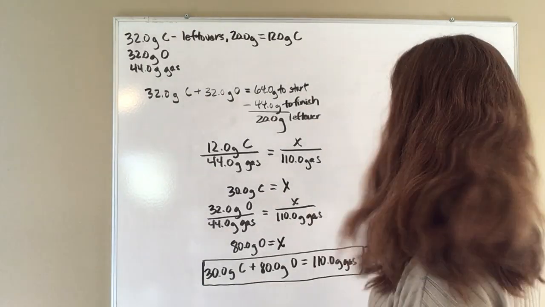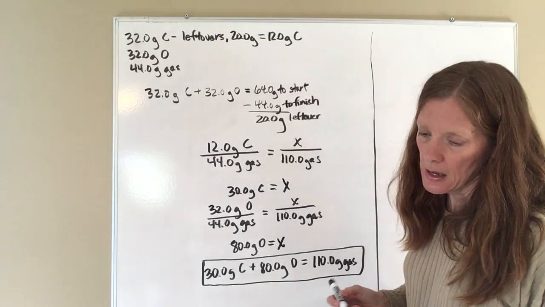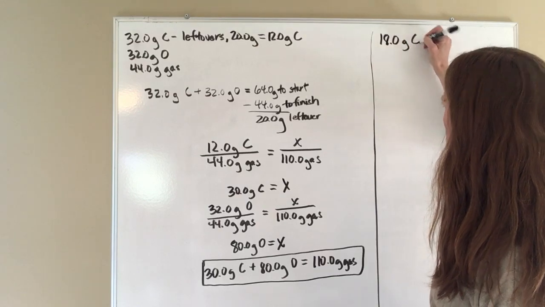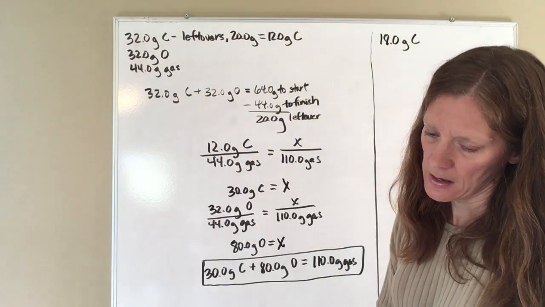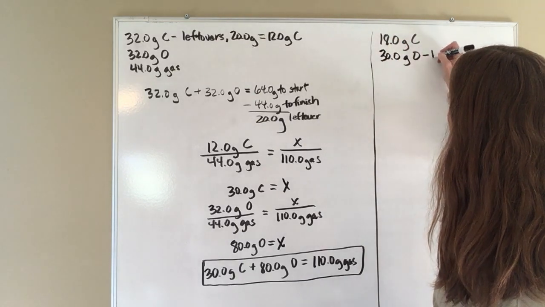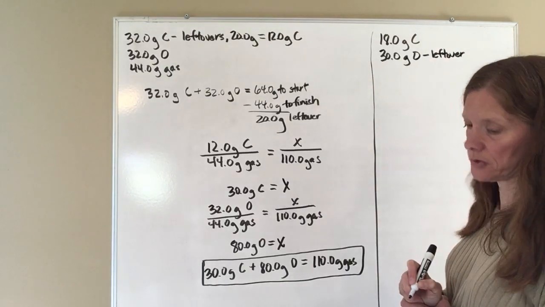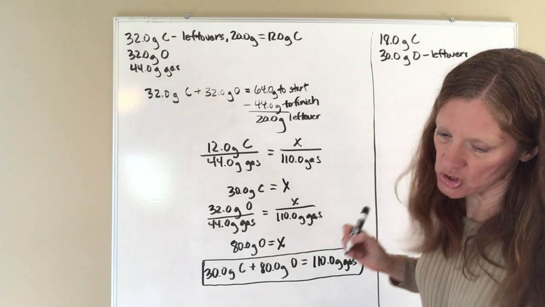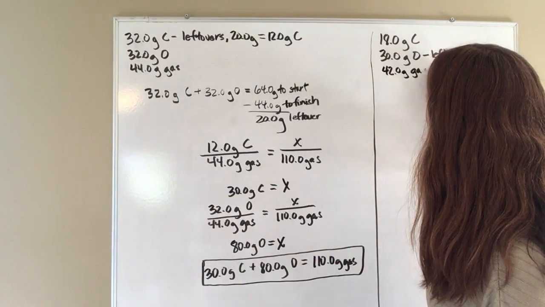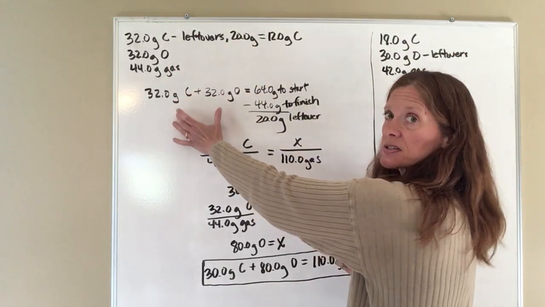So in the second experiment, I'll draw a line down here to show that this is the second half of the problem. In the second half of the experiment, she used 18 grams of carbon and she used 30 grams of oxygen, only this time it was the oxygen that was left over. And she ended up with 42 grams of the gas. So that's the information that I'm given from the experiment. Again, same process that I did over here.